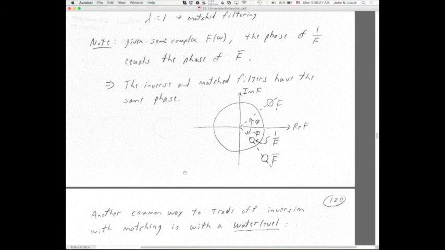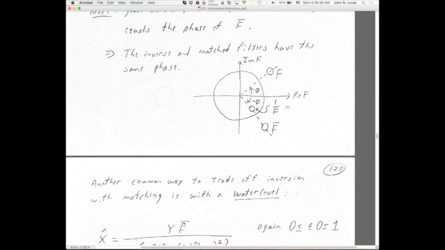Now, there's a question that often gets asked. If you have some complex source wavelet f in the frequency domain, f of omega, the phase of 1 over f is equal to the phase of f conjugate. Okay? And what that means is that the inverse and the match filters have the same phase. And remember, way back in 706, I said that I wasn't so concerned with amplitude. I wasn't so concerned with reflectivities. I was very concerned about phase and timing.